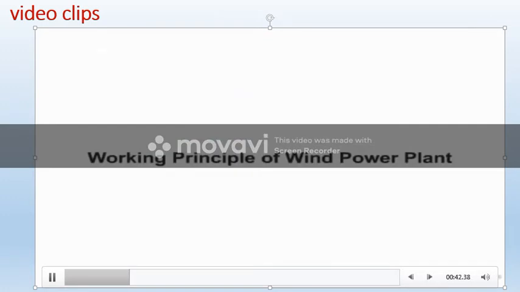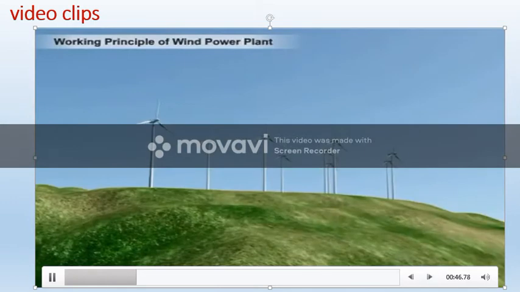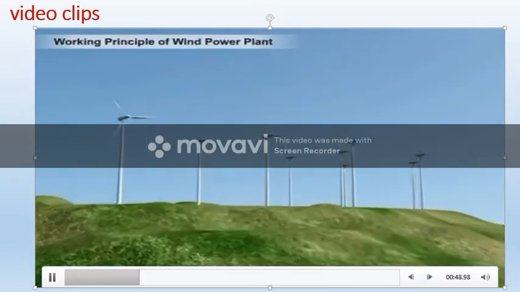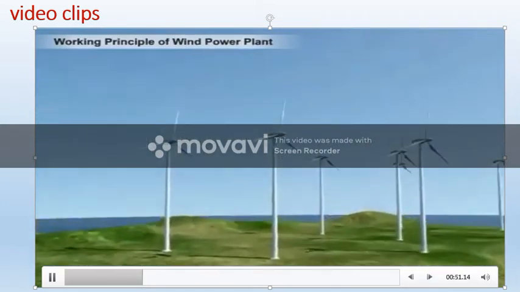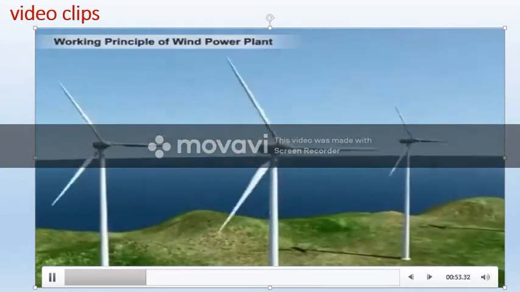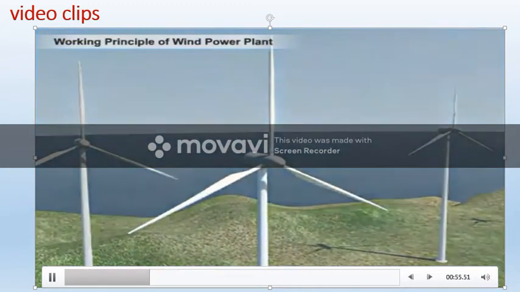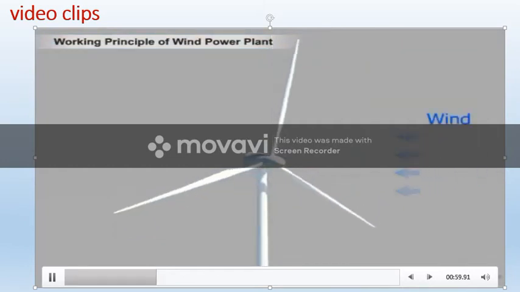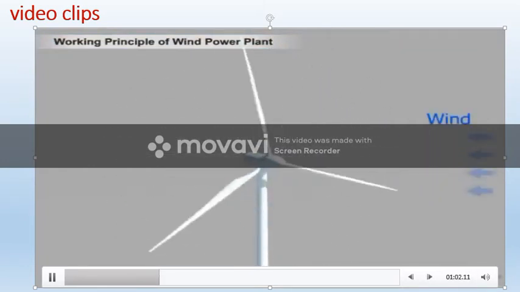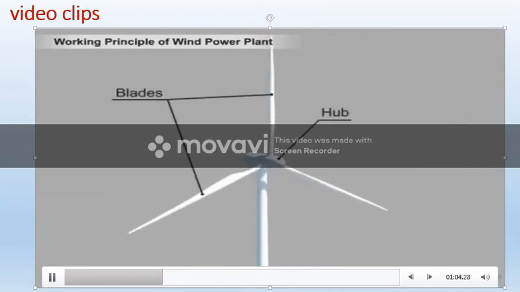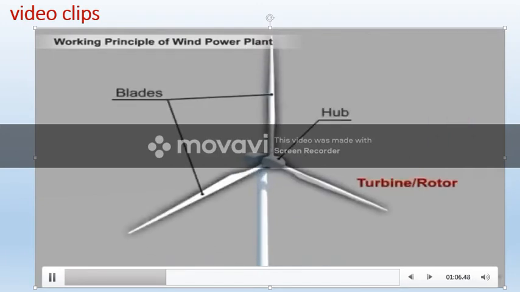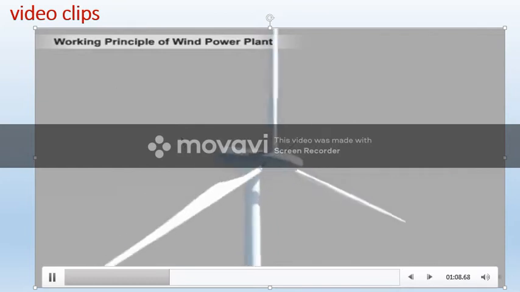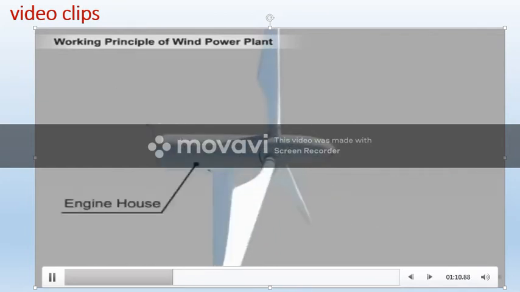Let us study the working principle of a wind power plant. The important job of converting wind energy into electrical energy is done by the wind turbine of a wind power plant. Let's see how. Unlike fans, turbines use the wind and generate electricity. The hub and blades are called the turbine or rotor. Behind the turbine there is an engine house called the nacelle.